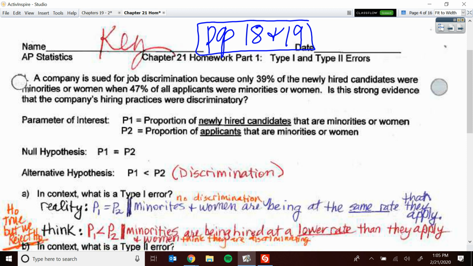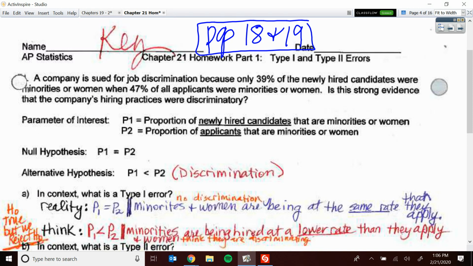This first problem is about whether the company is discriminating against minorities and women in their hiring processes. The null hypothesis is that there's no discrimination, because they're hiring at the same rate of minorities and women that applied. Type 1 error is when the null is really true, so there is no discrimination, but we get a sample that caused us to reject the null and think discrimination was going on.